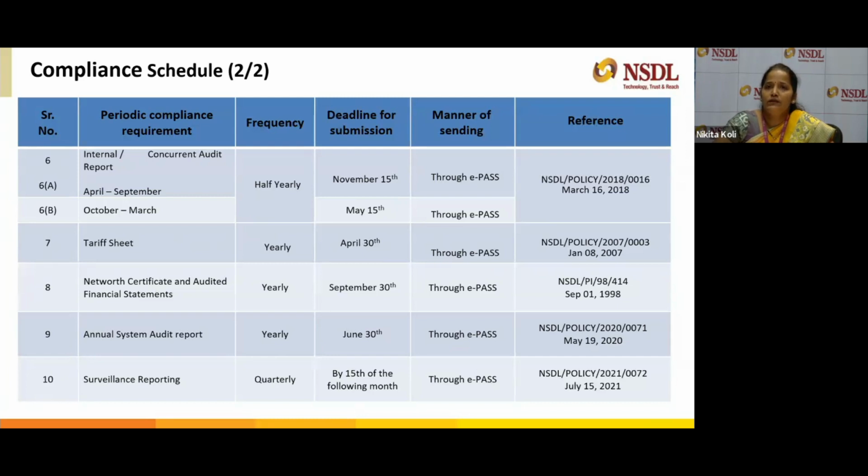The next report is surveillance reporting. As per NSDL policy 2021-0072 dated July 15, 2021, this report also has to be submitted quarterly by the 15th of the following month. Depository participants are required to provide duly approved status of the alerts on a quarterly basis to NSDL within 15 days from the end of the quarter.